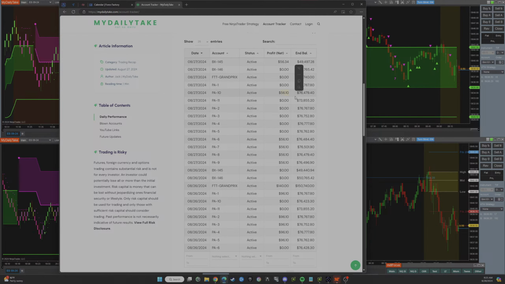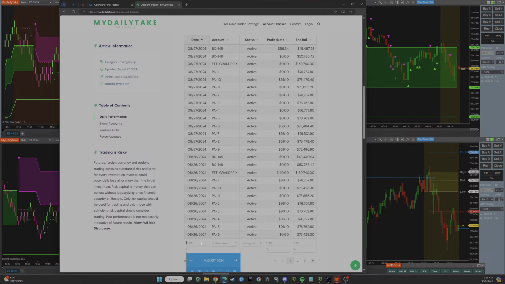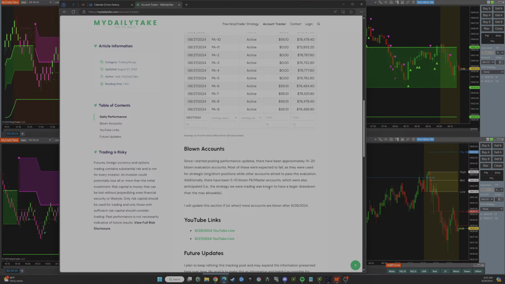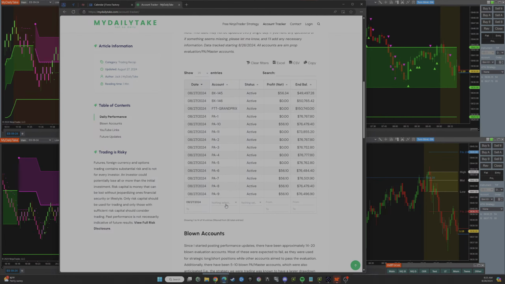We see yesterday, 5610 after commissions, mostly zeros. So you can filter down here if you just want to see certain days. If you just wanted to see yesterday, you do that. You just see yesterday, or if you wanted to just, you can filter it, is the point.